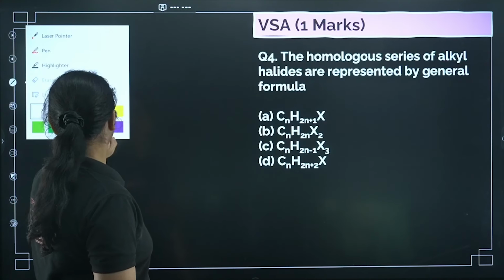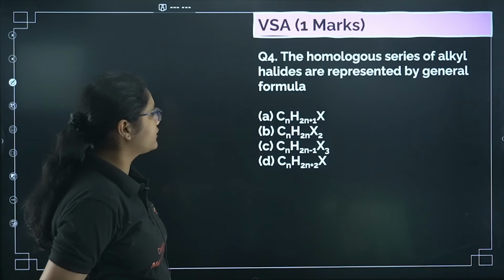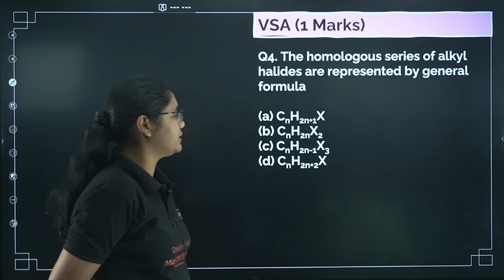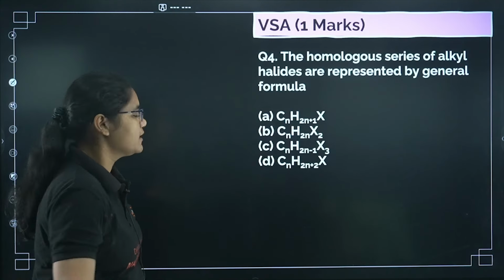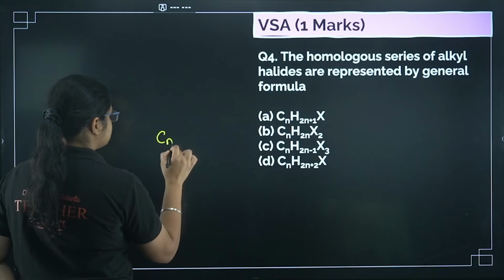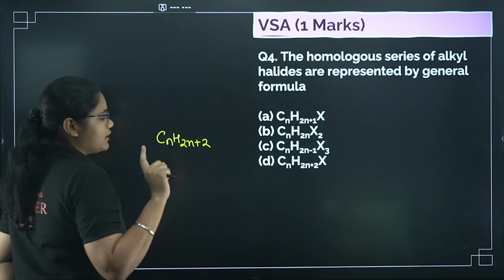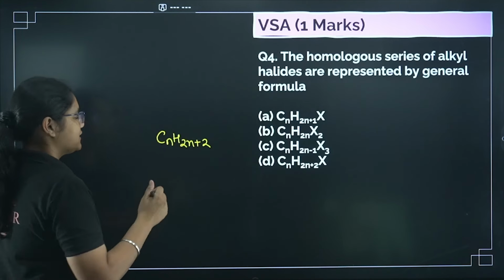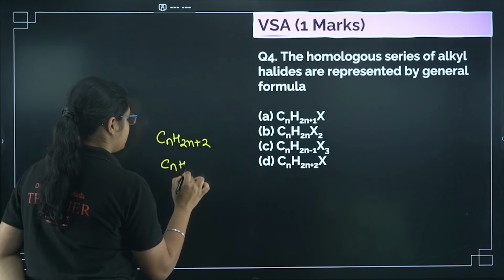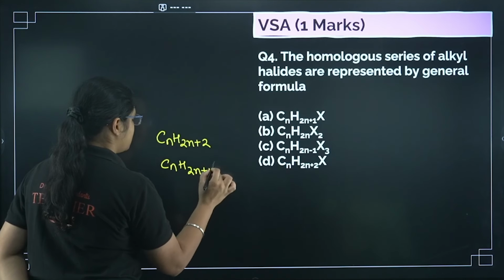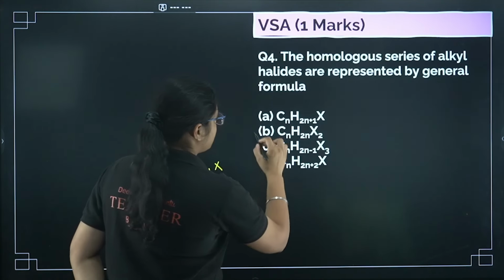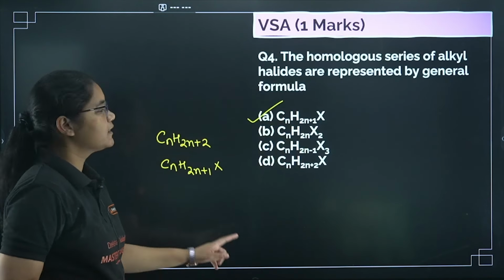Next we have question number 4. The homologous series of alkyl halides is represented by the general formula. For alkanes the general formula is CnH2n+2. Now one of the hydrogens is replaced with X. So what will happen? The number of hydrogens is 2n+1 and there is an X group, giving CnH2n+1X. So that is option number A here.